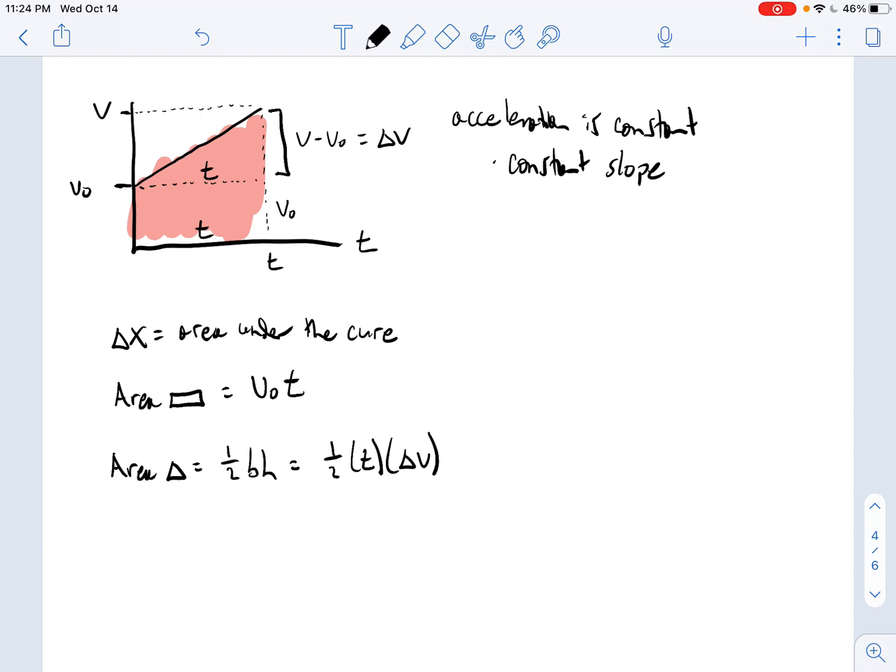So our total area under the curve, which we can say is delta x, is equal to v initial t plus 1/2 times t times delta v. So we're very close here, guys, in coming up with our equation, but typically we don't have kind of change of velocity delta v in our equation, and we are instead going to want to rewrite that in terms of an acceleration.